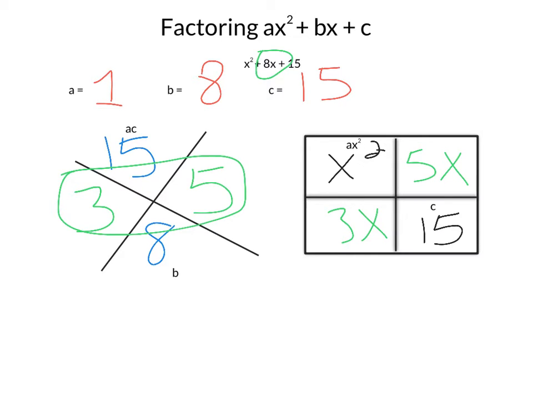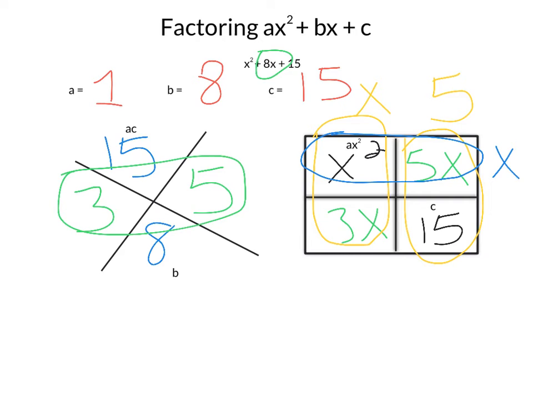Now I'm going to start looking at each pair of vertical and horizontal terms in my box and find their greatest common factors. So looking at the first vertical pair of terms, x squared and 3x, their greatest common factor is x. And my other pair of vertical terms, 5x and 15, their greatest common factor is 5. Now I'm going to start looking at each pair of horizontal terms. So if I look, x squared and 5x, their greatest common factor is x. 3x and 15 have a greatest common factor of 3.